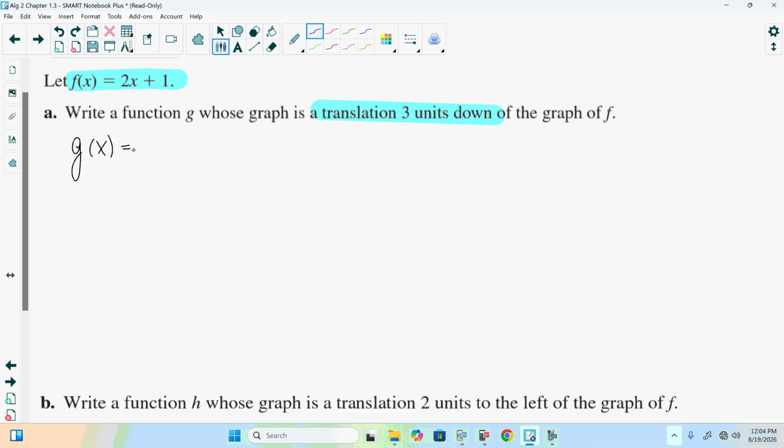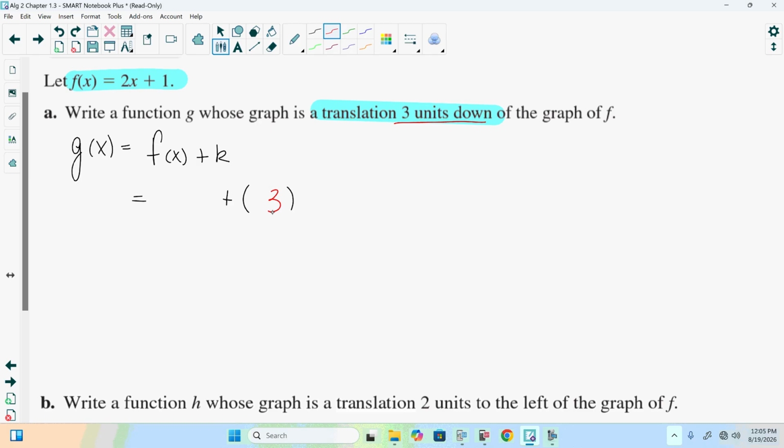Now, when we do a translation up and down, we're going to use the general form for a vertical translation. And the general form for vertical translation is our f of x plus k, where k is the amount that we move the function up or down. And for this here, the value of k in this case would be 3, because we're moving it down 3.